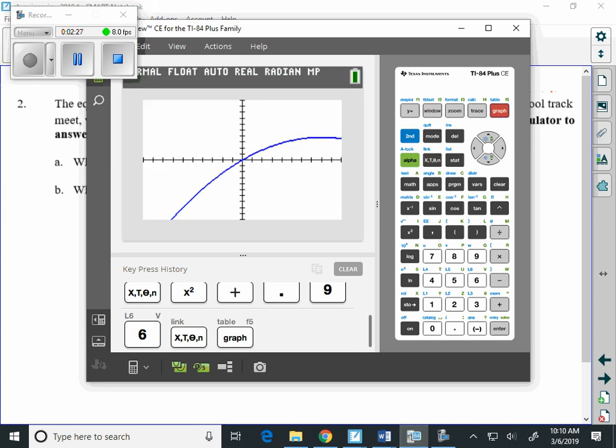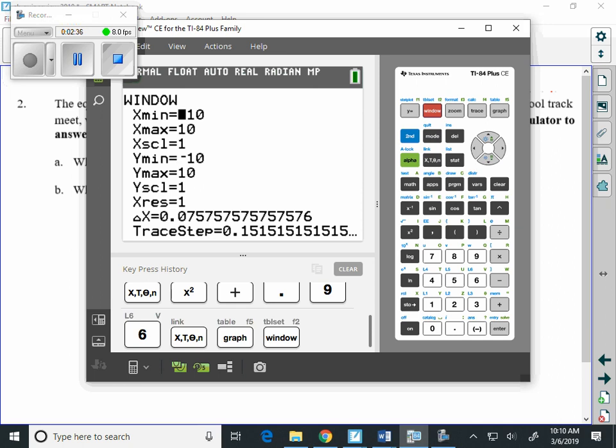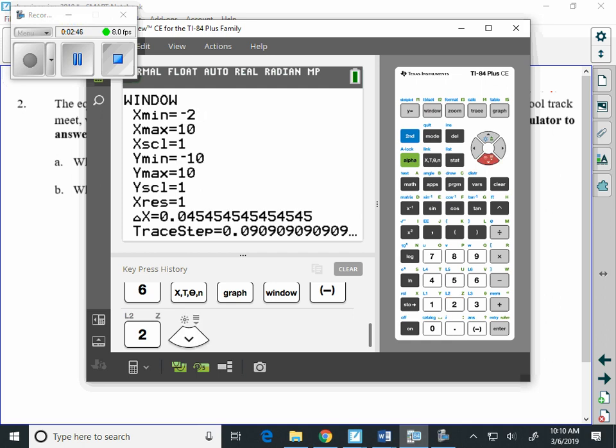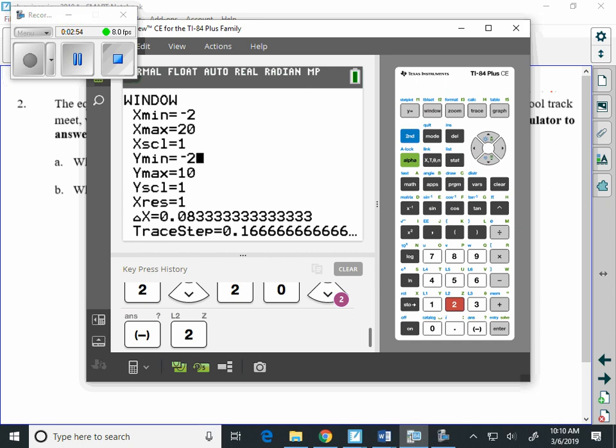And luckily enough, we can at least see something on this graph. And we're going to go to the window now. I'm going to change it. I'm going to leave this -2 just so we can see our axis for our x minimum. If you prefer to use 0, put 0. But we need more values for the x max. So I'm going to try 20 instead of 10. And I'm going to change down here the y min to be -2. But we could see everything that we needed to see.